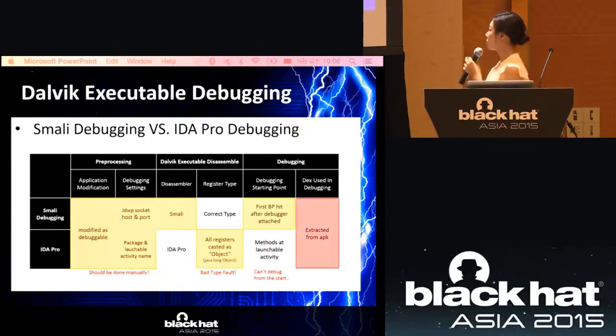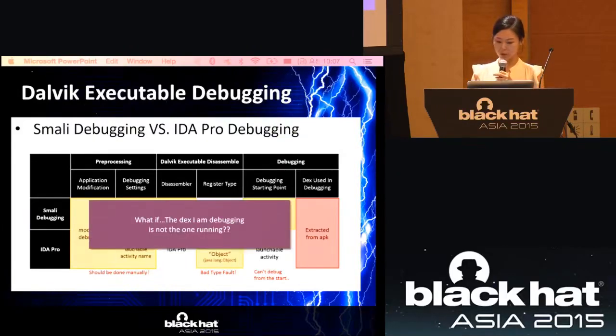But the main problem that we want to talk about in this session is that the DEX used in debugging in both debuggers is extracted from the APK. But what if the DEX I'm debugging is not the one really running on the smartphone?